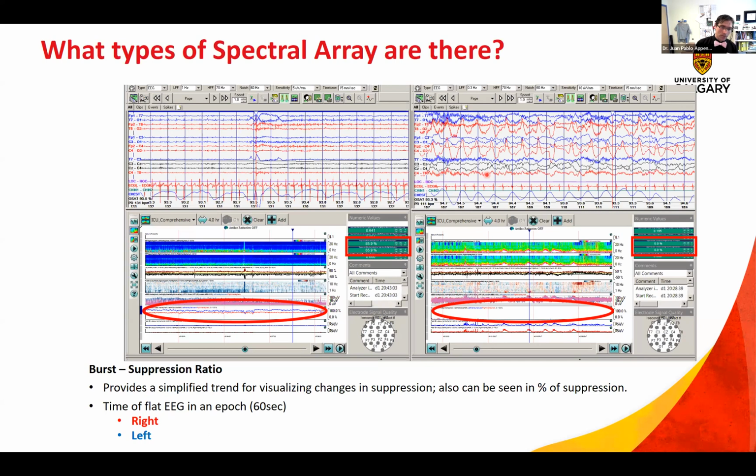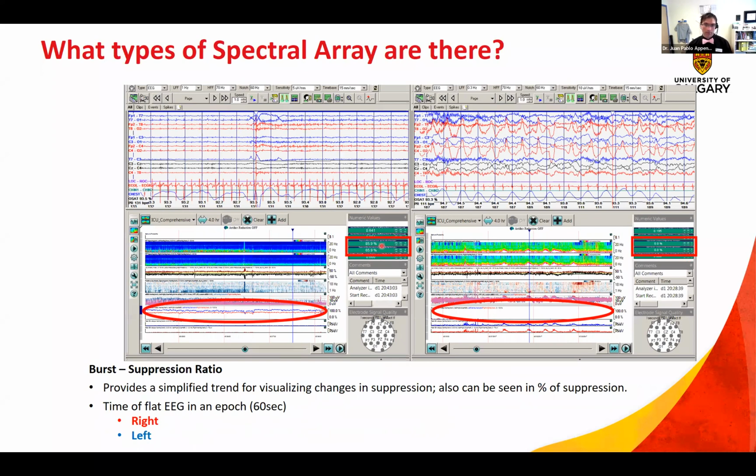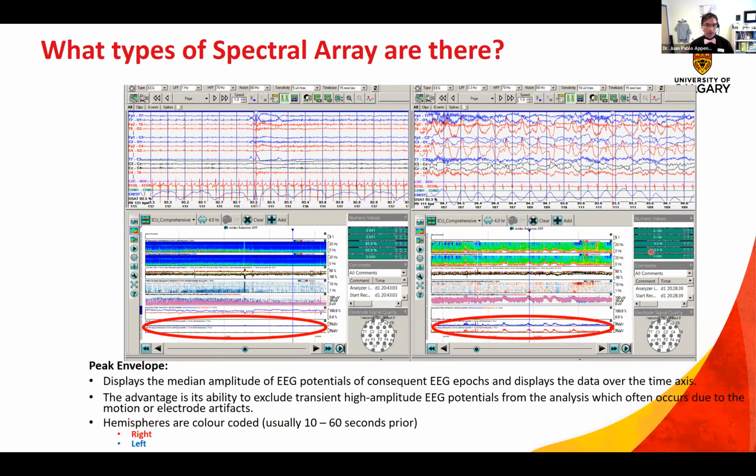And then you have the burst suppression ratio that tells us the percentage of suppression. We can have a very suppressed EEG, although it's not suppressed at all in this patient. Again, it's color coded. And then the peak envelope is an interesting function that I found helpful in newborns. I believe Persyst is working on this as well, to make it more available for neonatal care, and it can pick up seizures as well. It displays the median amplitude of the EEG potentials of consecutive EEG epochs and displays the data over the time axis, as you can see here.